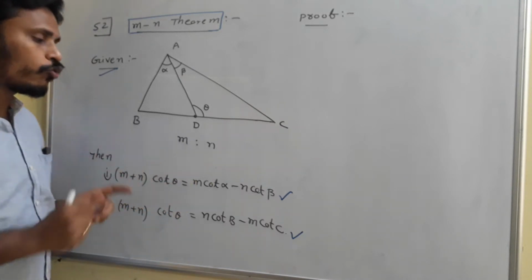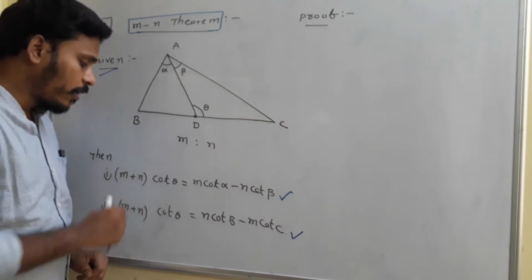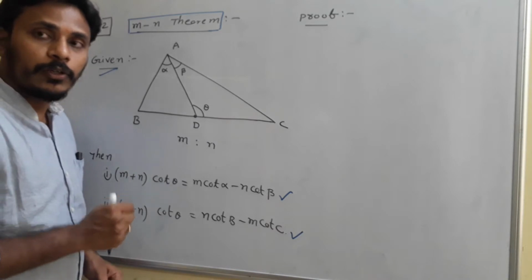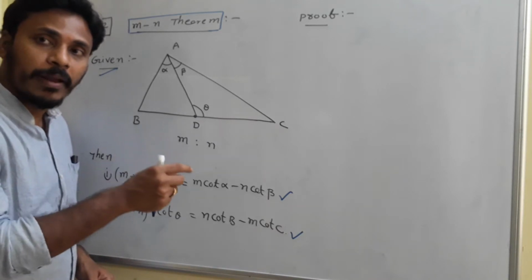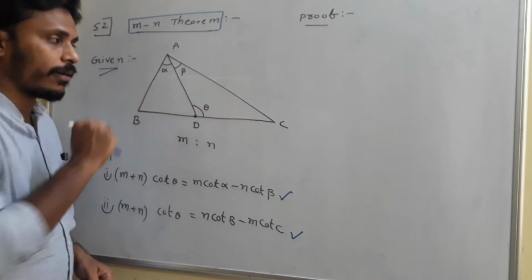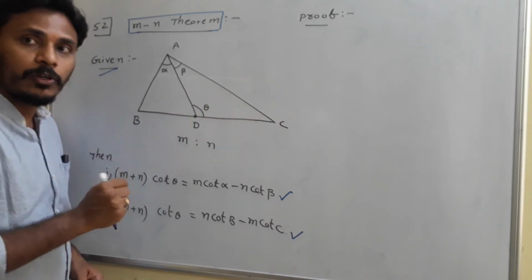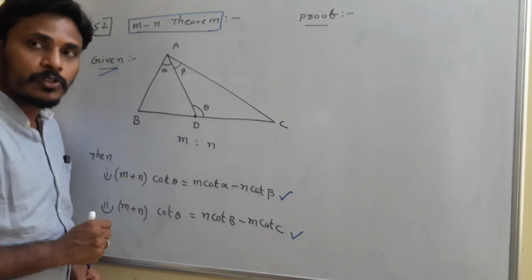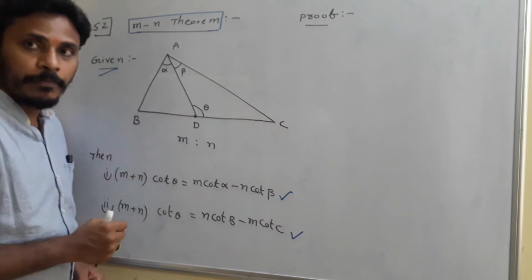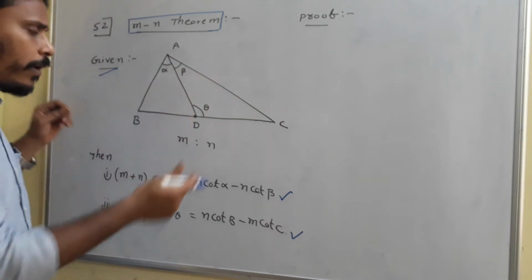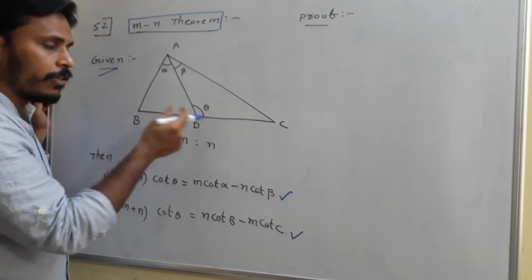How to prove the first one using the sine rule? To prove it, I am going to apply the sine rule to these two triangles separately. Since this part is M is to N, I need a separate diagram. Because of the space, I am utilizing the same diagram here itself.